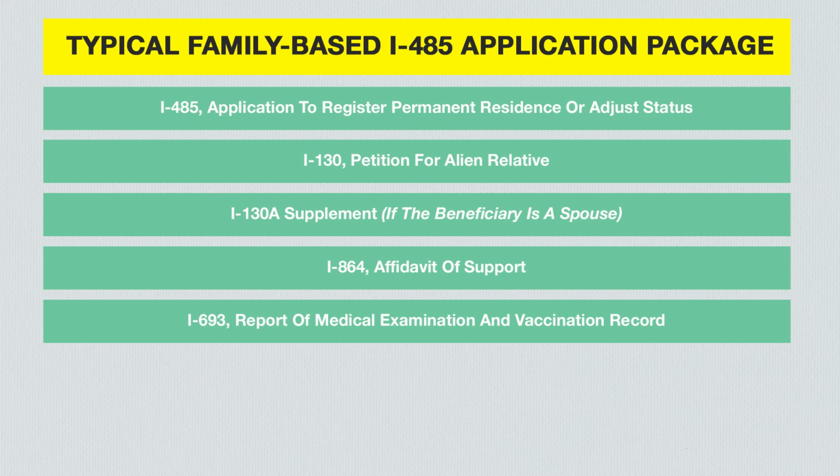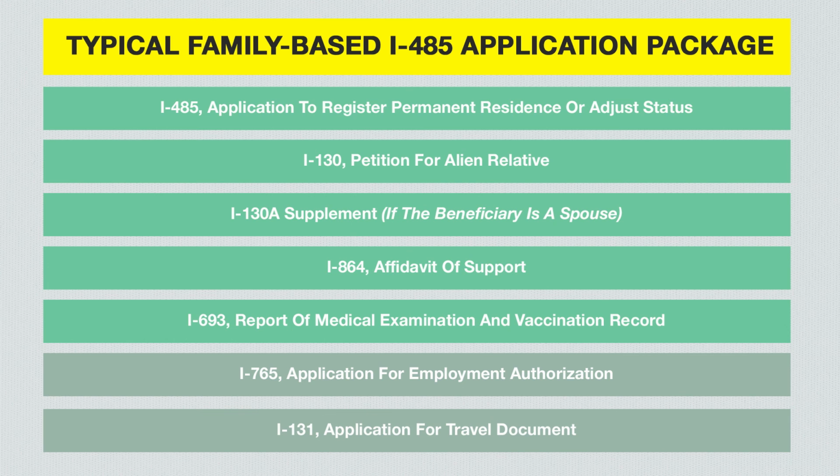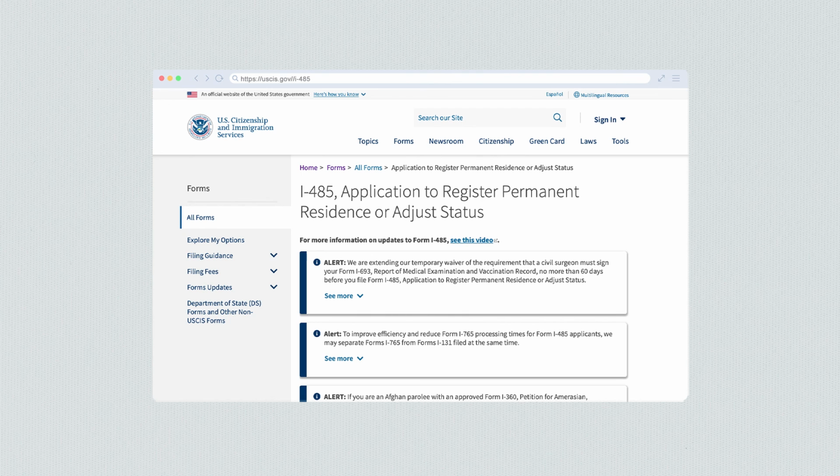Applicants may optionally apply for work authorization and travel authorization during the period they are waiting for a green card. If they want these benefits, they must submit these additional forms: I-765, application for employment authorization; I-131, application for travel document. Each immigrant category has unique requirements for eligibility and supporting documentation. Refer to the USCIS instructions for details, or use CitizenPath to prepare the application for your specific situation.